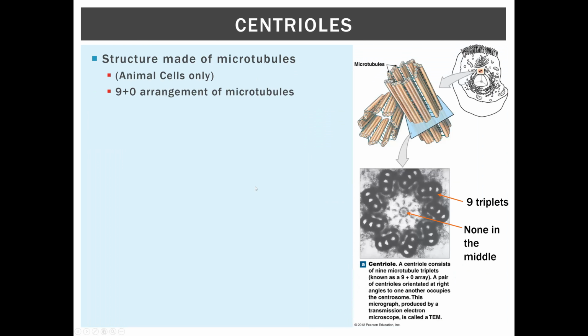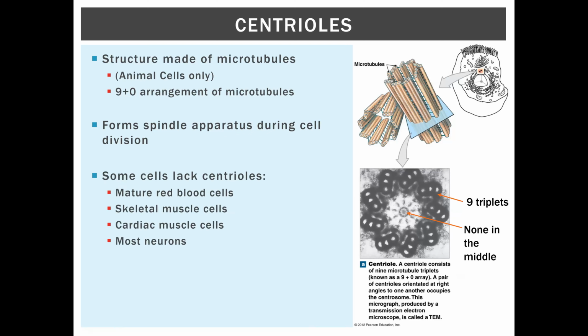The next structure are the centrioles. This is a structure made up of microtubules. It's only found in animal cells, and it has what we call a 9+0 arrangement of microtubules. What that means is the 9 refers to the 9 triplets that are found in a circle around a center that has no microtubules. So that's the 9+0. The centriole forms what's called the spindle apparatus during cell division.